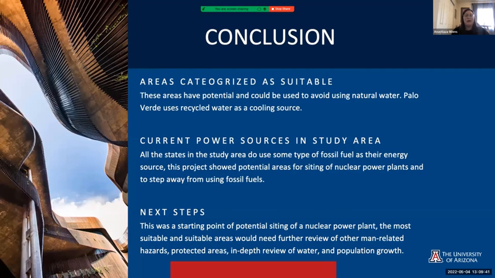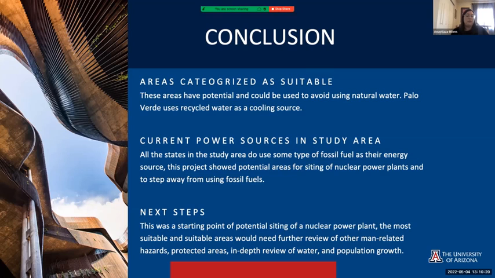So, conclusion: areas that were categorized as suitable have potential and could be used with recycled water instead of natural water. Palo Verde is a really great example of this. It uses recycled water as its cooling source. I mean, it's in the desert, so it's not really next to a natural water source. It could be an option because even though the water is not totally wasted when it's used for cooling nuclear power plants, it does go back into the water at a higher temperature, which can mess with the ecosystems of the water. So it is an option and should not be totally ruled out.